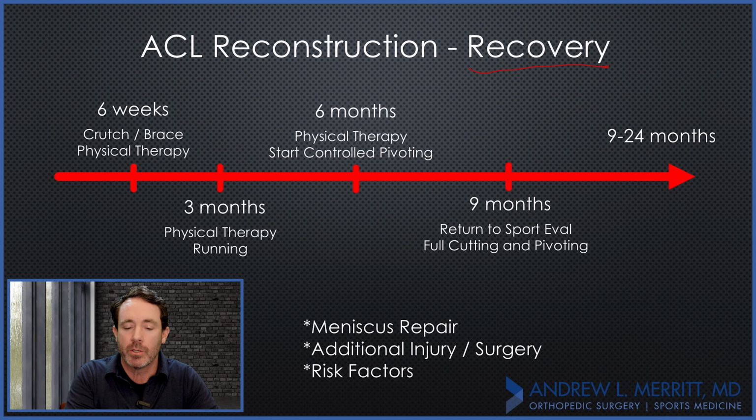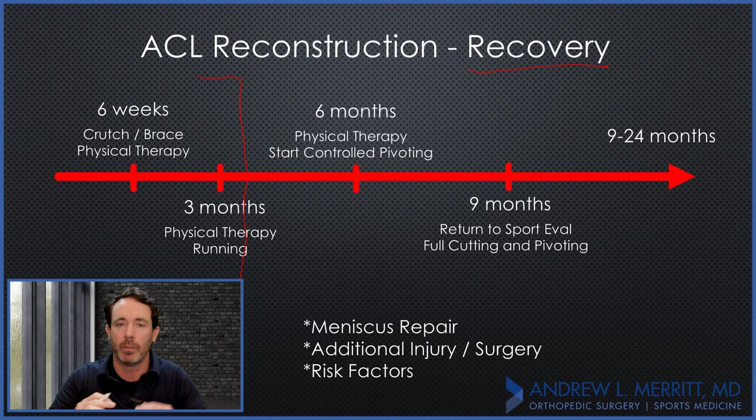So initially, the first about 3 months or so really is a protection phase. The graft actually weakens before it gets stronger. Your body uses that graft as a scaffold to make a new collagen orientation, to bring blood flow to the area, to get the graft to become a nice solid ligament that can tolerate cutting and pivoting athletics.